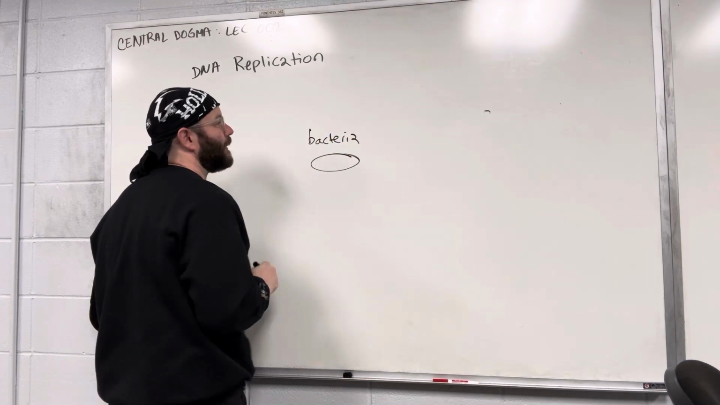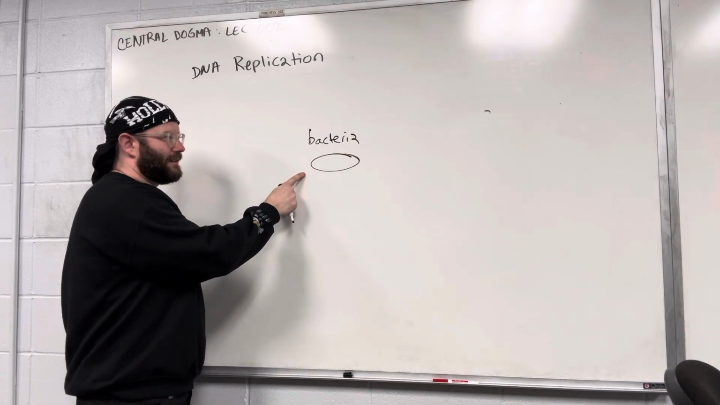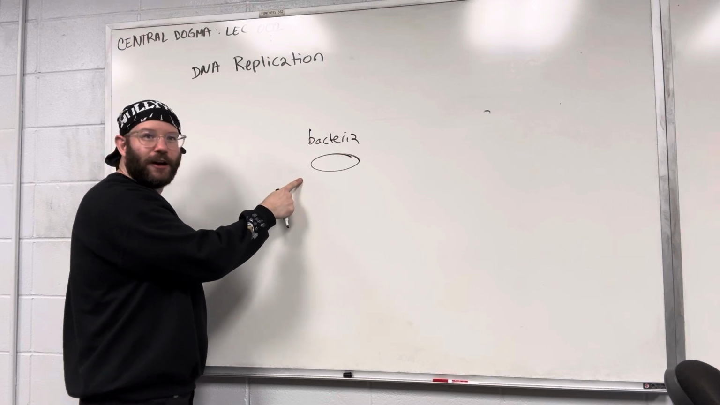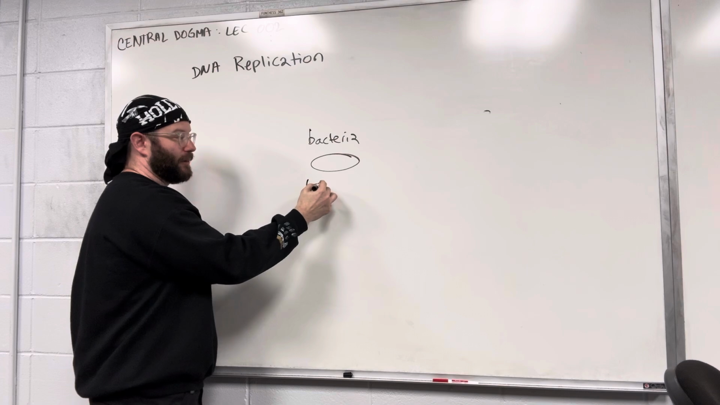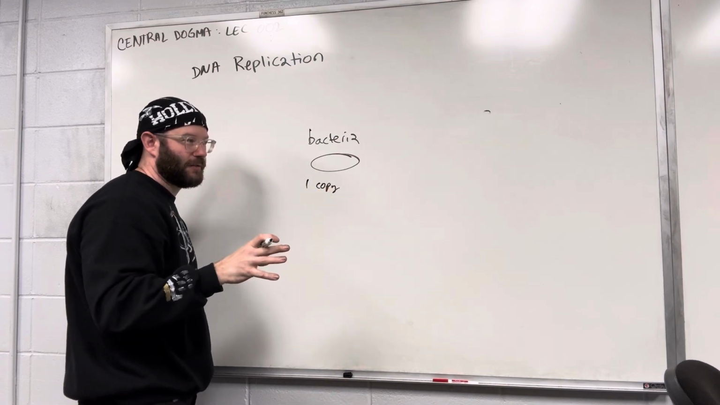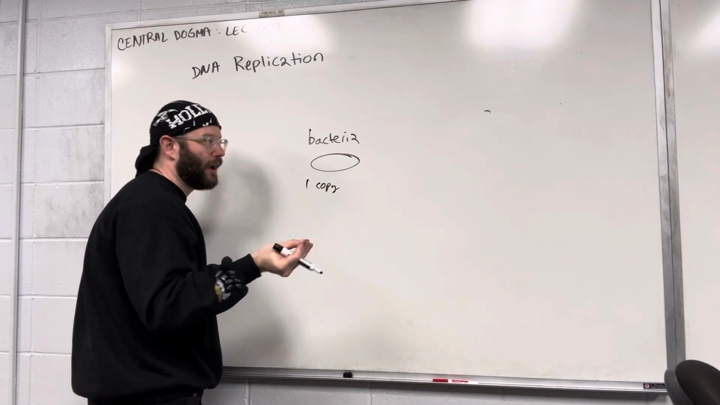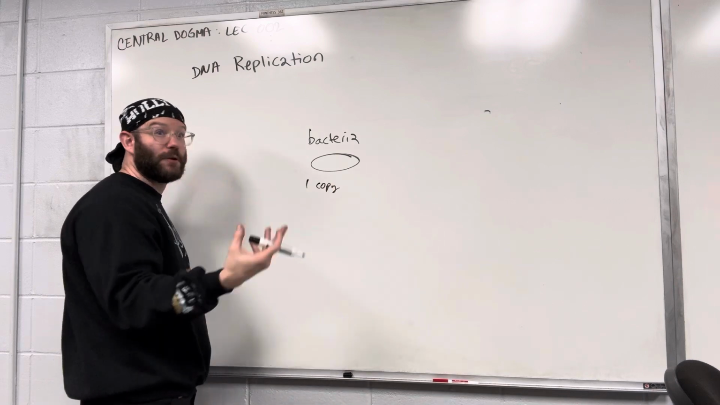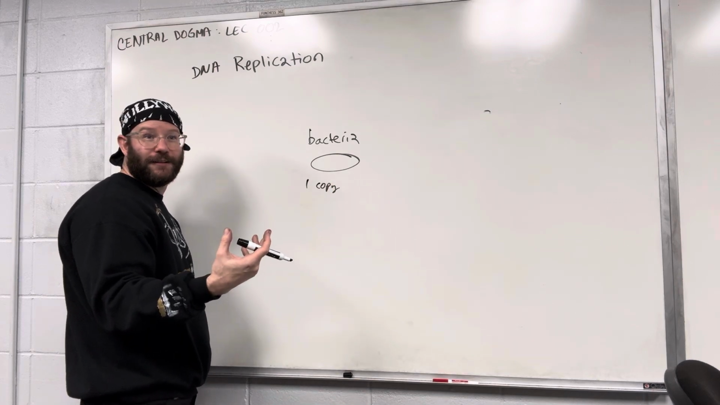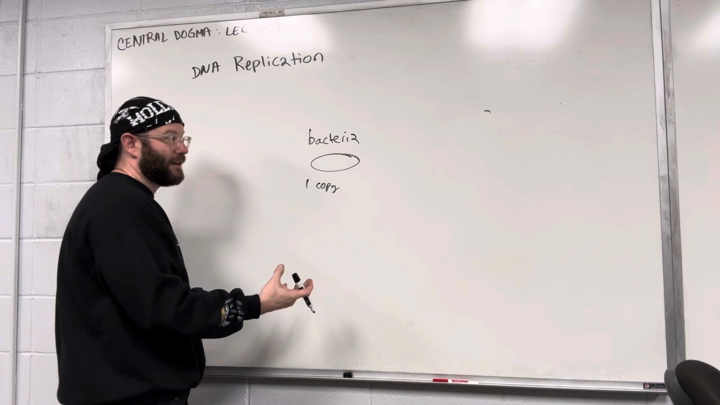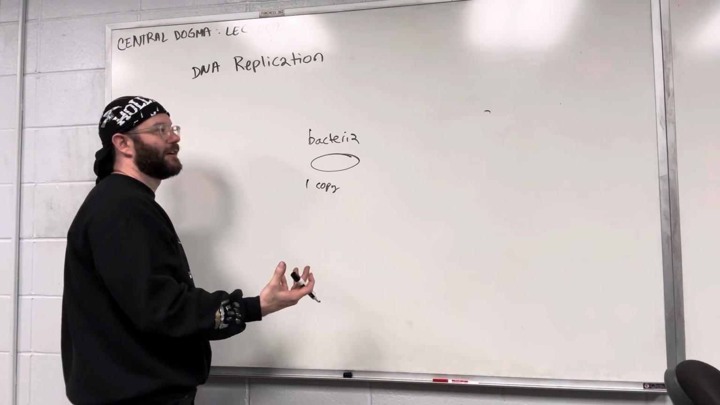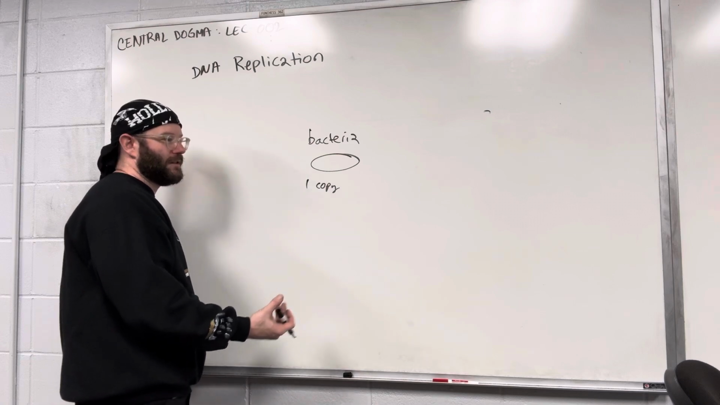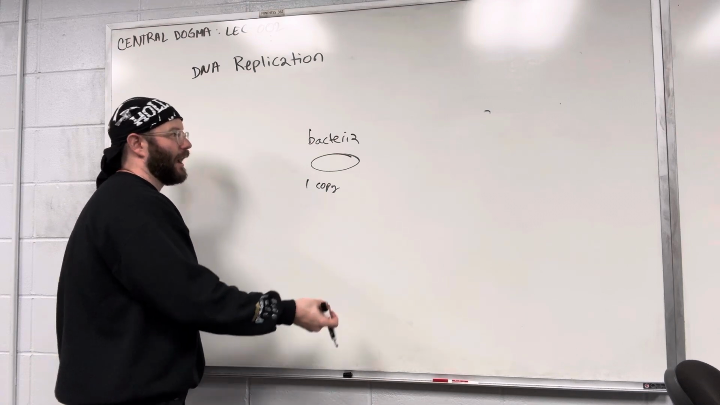If you have a bacteria, how many copies of DNA does the bacteria typically have of its chromosome? Yeah, it typically only has 1 copy. I mean, biology is always gray. So when does the bacteria actually have 2 copies? Right before it's about to divide. So the first reason why you replicate the DNA is if you want to divide the cell, the other cell needs a copy of the DNA.